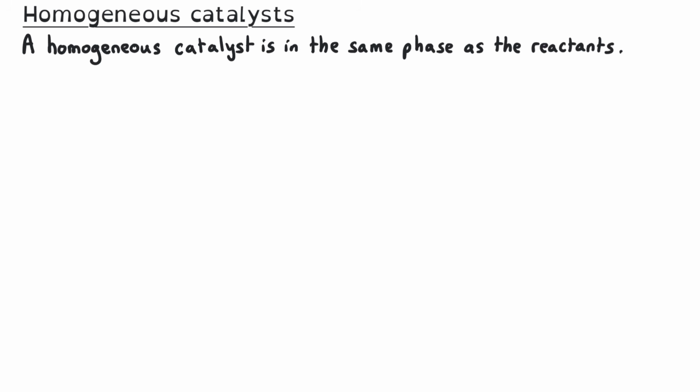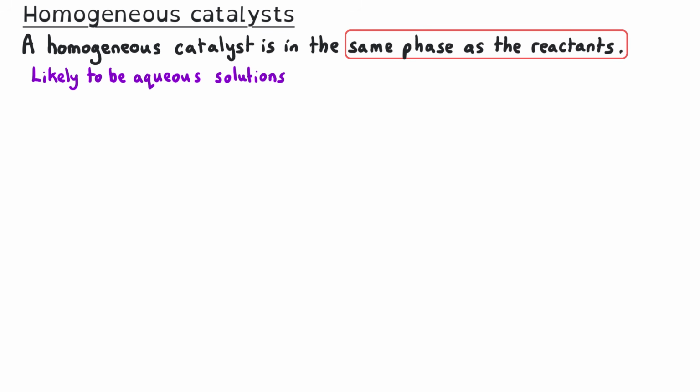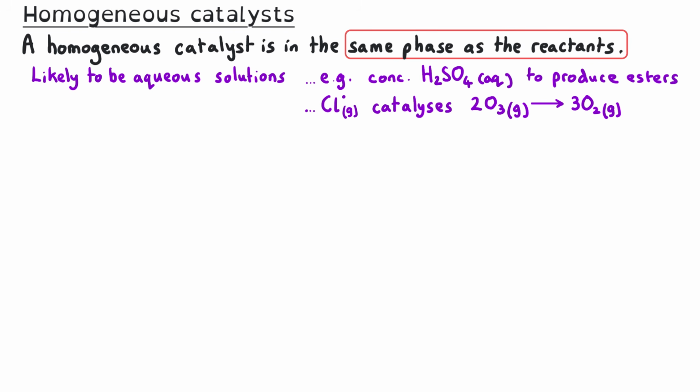A homogeneous catalyst is in the same phase or physical state as the reactants, and this is likely to be where everything is in aqueous solution. For instance, where concentrated sulfuric acid is used as a catalyst to produce esters from carboxylic acids and alcohols. One example from earlier in the course where the reactants and the catalyst are all gases is where chlorine free radicals catalyse the breakdown of ozone gas into oxygen gas.